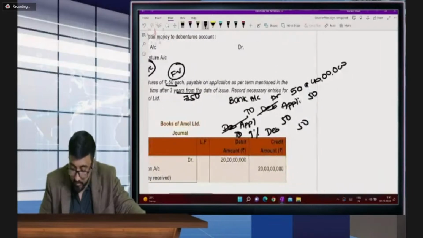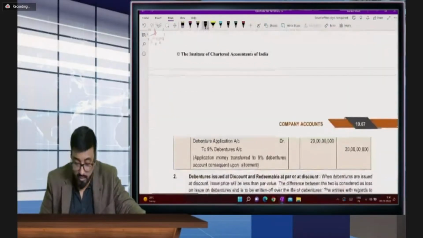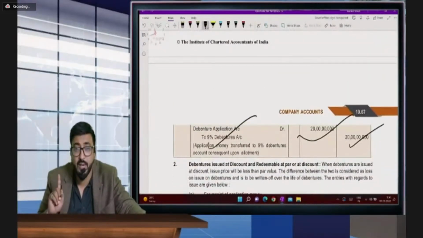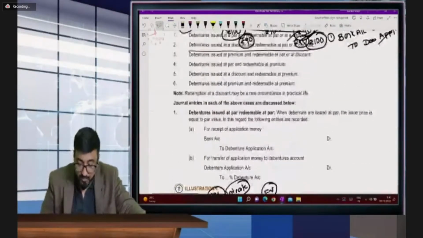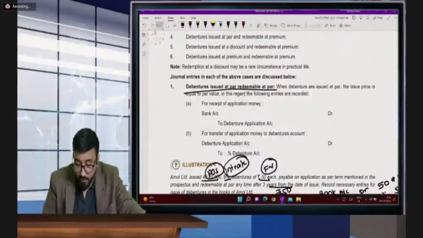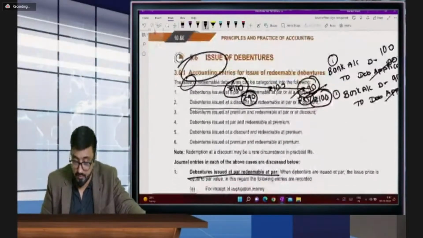40 lakhs, so it is 20 crores. You can see the entry. Bank account debit to debenture application 20 crores, and debenture application. Think for one debenture, you will get the answer. So the first situation is completed, and the first is very easy. Debentures are issued at par and redeemable at par. You got the difference? Yes.